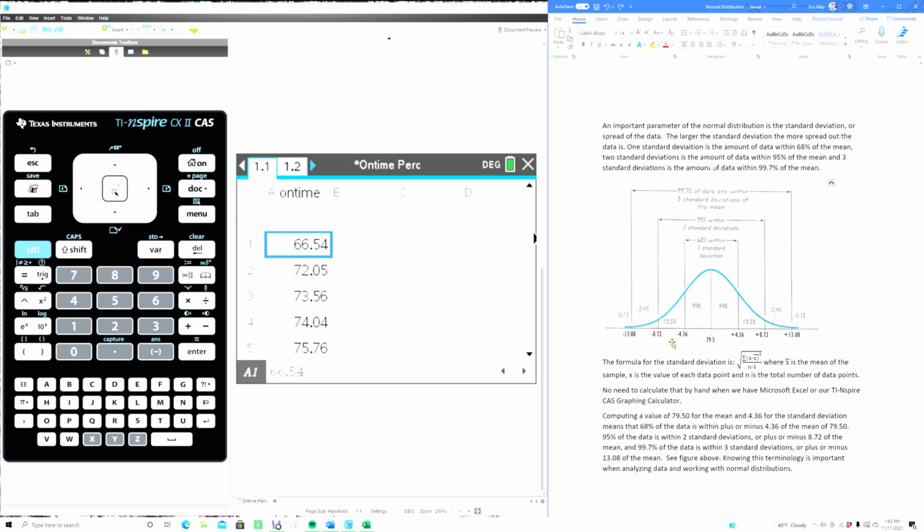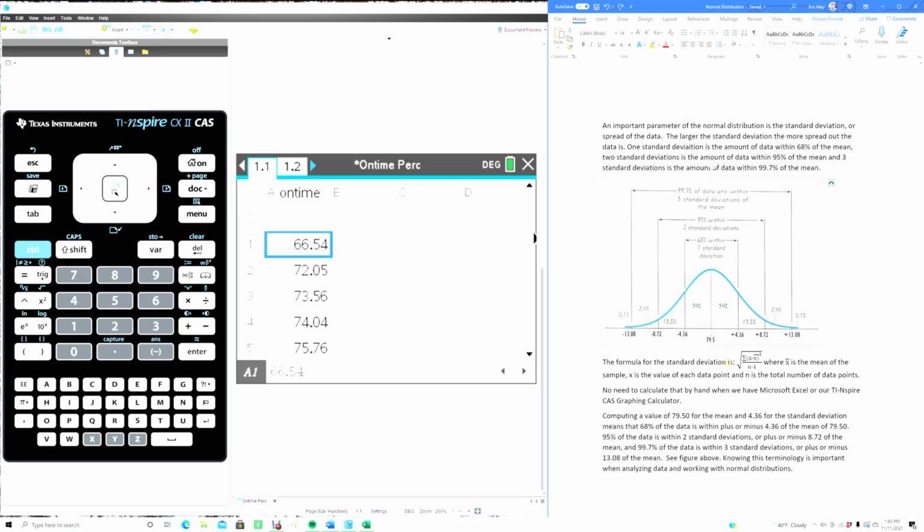The formula for the standard deviation is the square root of the sum of each data value x minus the mean x bar, squared, divided by the total number of data points minus 1. This is somewhat of a complicated formula, and it takes some mathematical doings in order to get the number. Thankfully, we have Microsoft Excel or our TI-Nspire graphing calculator to calculate the standard deviation for us.